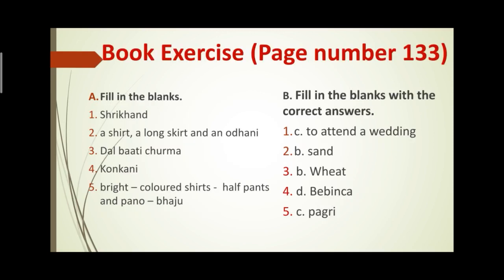Now, the book exercise on page number 133. A, filling the blanks. First one, Shrikhand. Second, a shirt and a long skirt and an odhani. Dal bati churma. Third one. Fourth one is Konkani. Fifth one, bright colored shirts, half pants, and panu bhaju. B, filling the blanks with the correct answer. First, C, to attend a wedding. Second, B, sand. Third, B, wheat. Fourth, D, bebinka. Fifth, C, pagri.